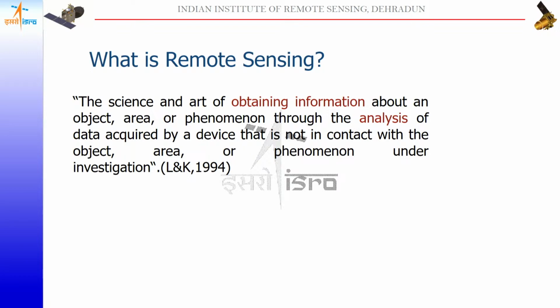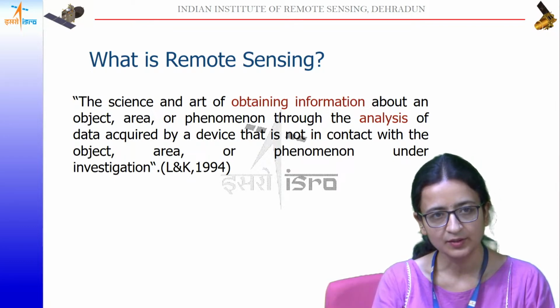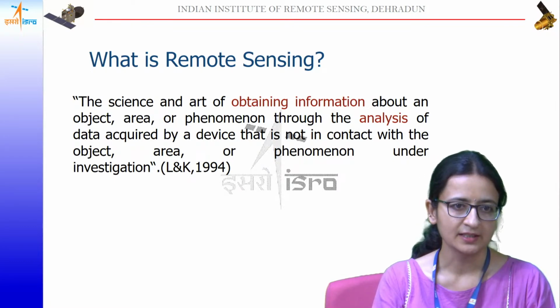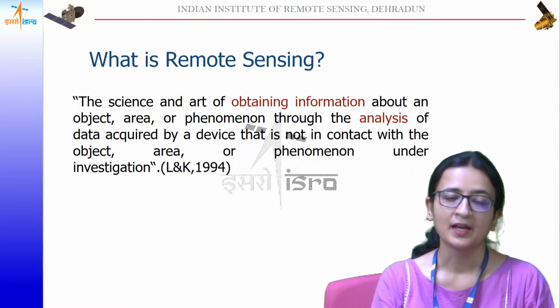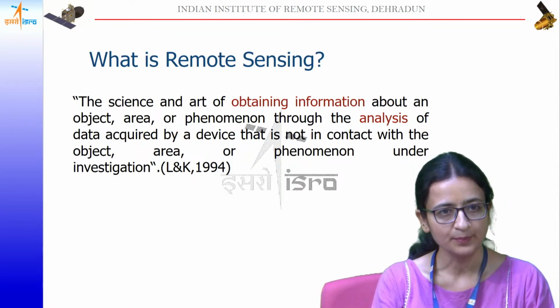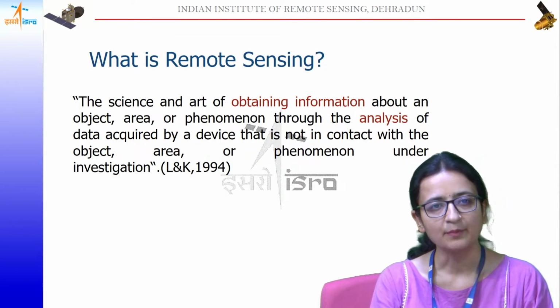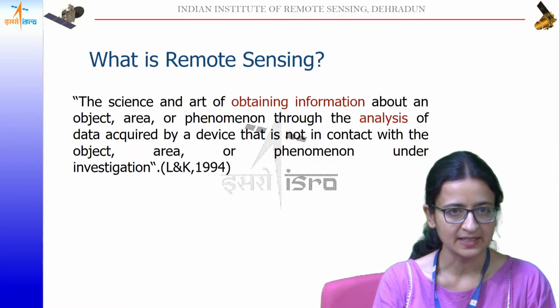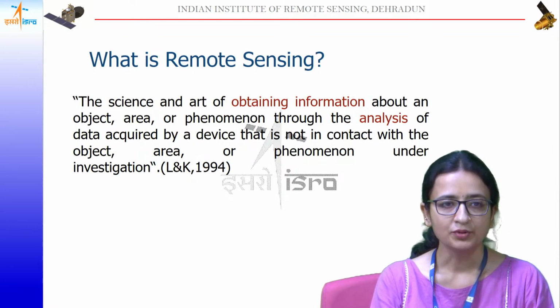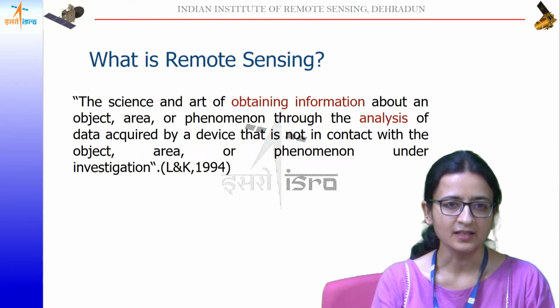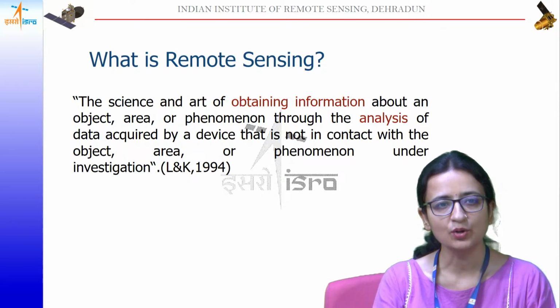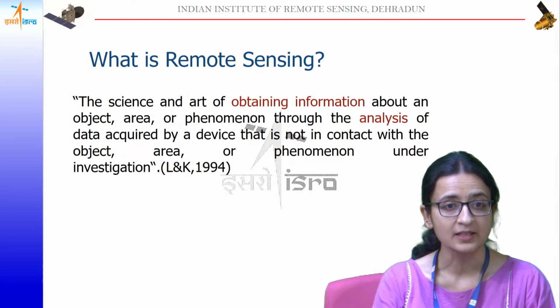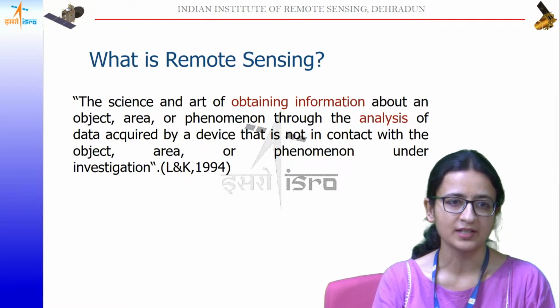So, coming to what is remote sensing, it is both the science as well as the art of obtaining information about three things. The three things can be an object, let's say a building of interest, an area, let us say a city, or a phenomenon, for example, rainfall or cloudburst, etc. To get the information about these three things, we require the analysis of data acquired by a device which is not in physical contact with them.